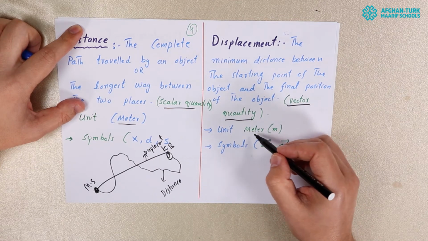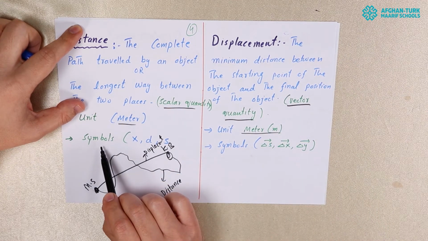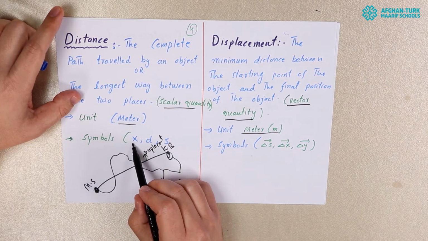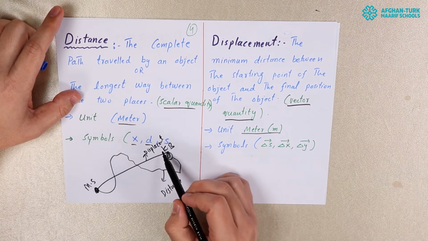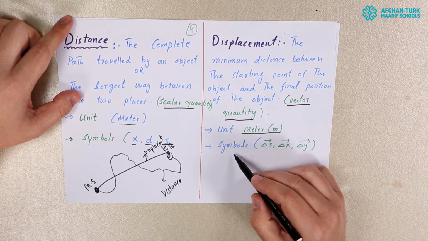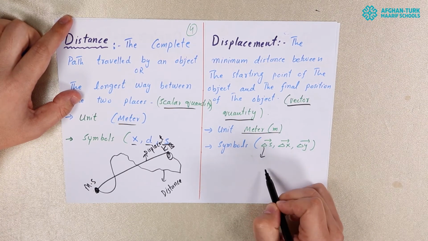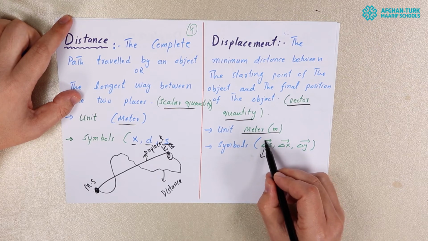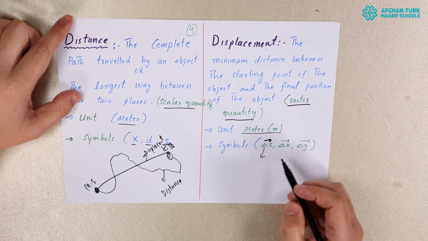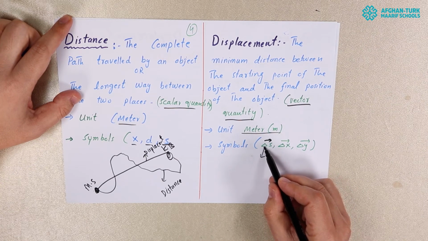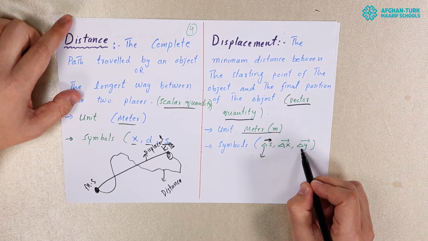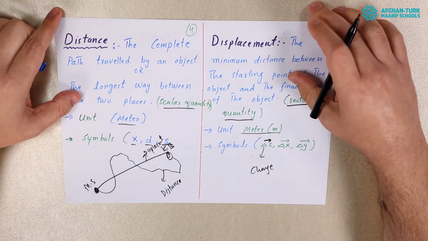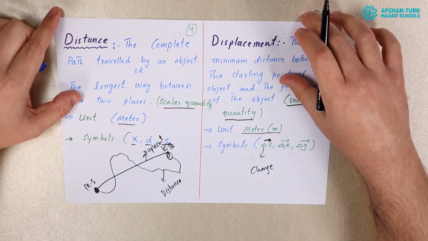This is meter and meter. The symbol: normally for distance we can use x, sometimes d, sometimes s, but for displacement we must use this delta, and also on the top of this symbol we can use an arrow, because it is a vector quantity. We can use delta s, delta x, delta y. So this delta means change. Okay, this is the difference between distance and displacement.